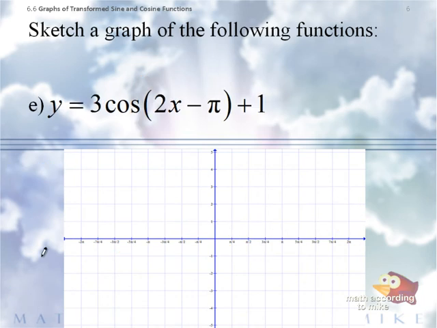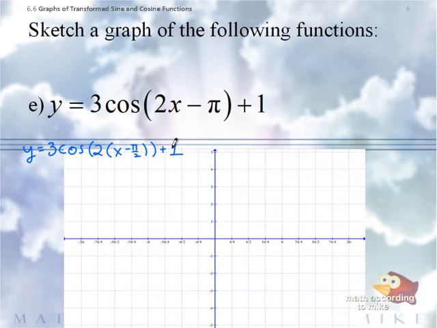Sketch the graph of y equals 3 cosine of 2x minus pi, plus 1. This has everything. It's got a B, a C, and if you act out, it comes with a D. But we're not going to look at it like this. We're going to rewrite it. We're going to consider it as y equals 3 cosine of 2 times the quantity x minus pi over 2, plus 1.